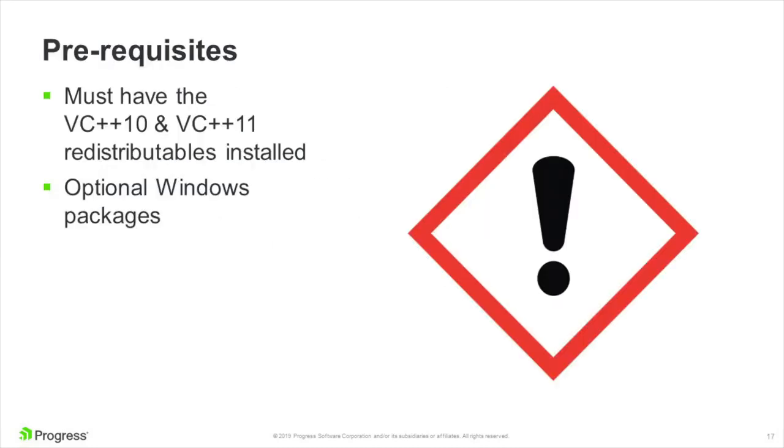There are some prerequisites with 6.0 when you're using .NET. You must have the VC 10 and 11 redistributables installed. A lot of times you'll have them installed already as part of another application, but they are optional Windows packages, and if you want to use Corticon Server .NET, you will need to have them installed.